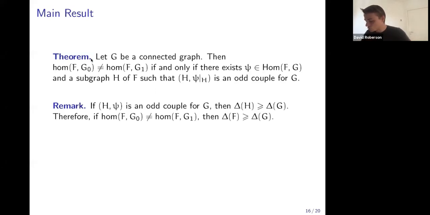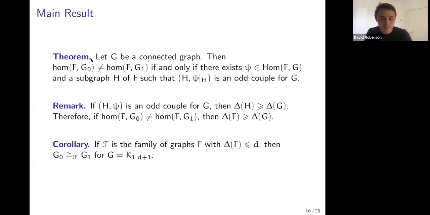I basically said this in the last slide. If you have an odd couple for G, then the maximum degree of this graph H is at least the maximum degree of the graph G. That means that if I have a graph F that has a different number of homomorphisms to G0 and G1, then by the above theorem, it must have some H, which is an odd couple, as a subgraph. And so the max degree of F has to be at least the max degree of G.